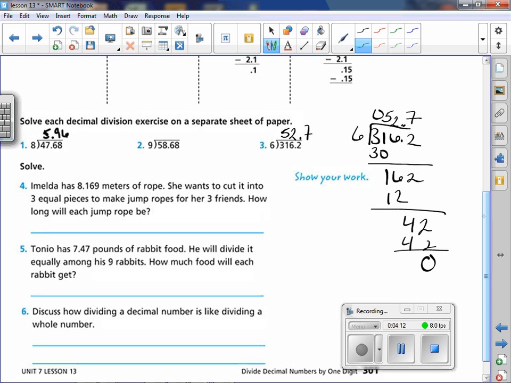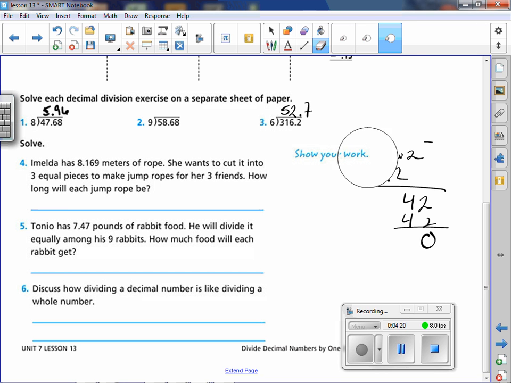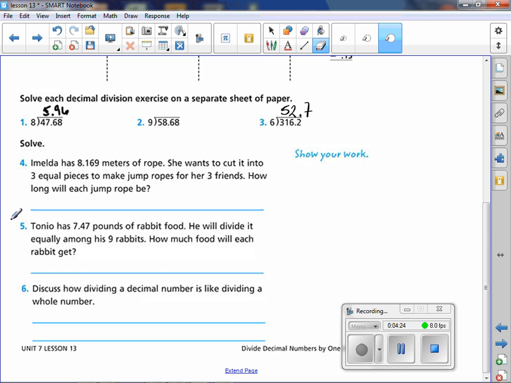All right, let's continue on with a couple of story problems. Amelia, I just said that name wrong, I'm sure. She has 8 and 169 thousandths meters of rope, and she wants to cut it into 3 equal pieces to make jump ropes for her friends. So we're just going to do some division. You're going to take 8 and 169 thousandths.